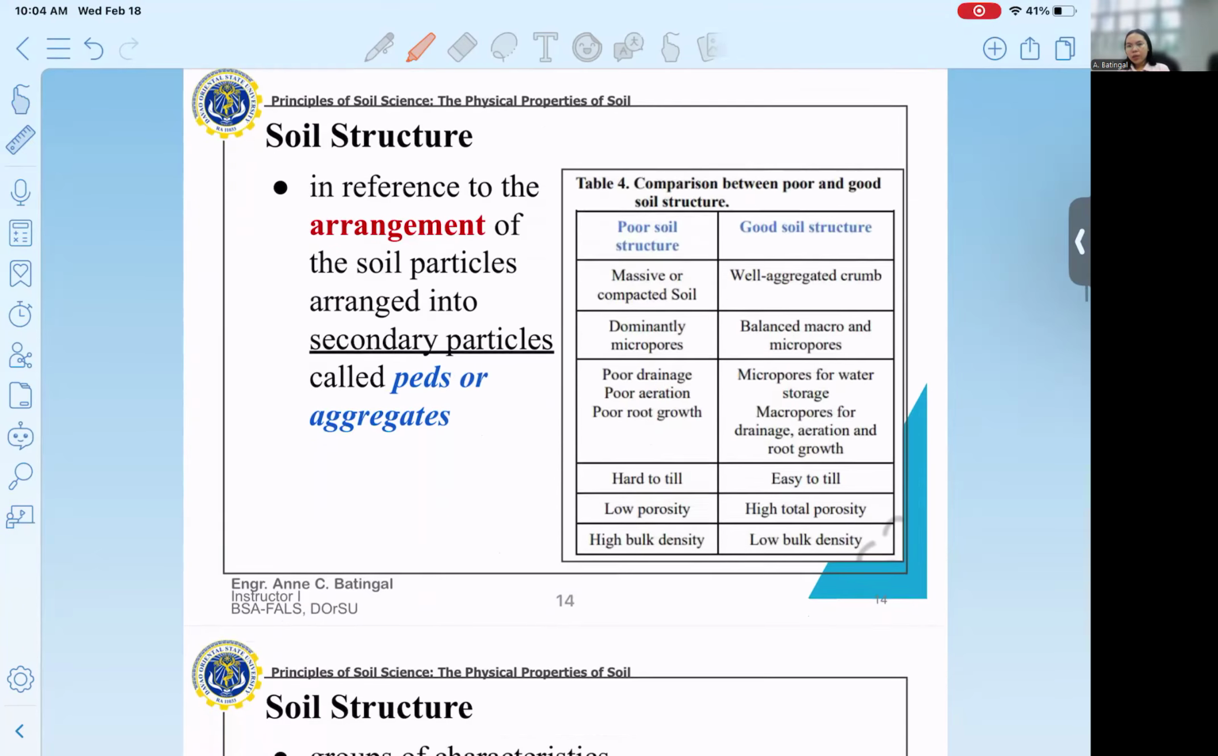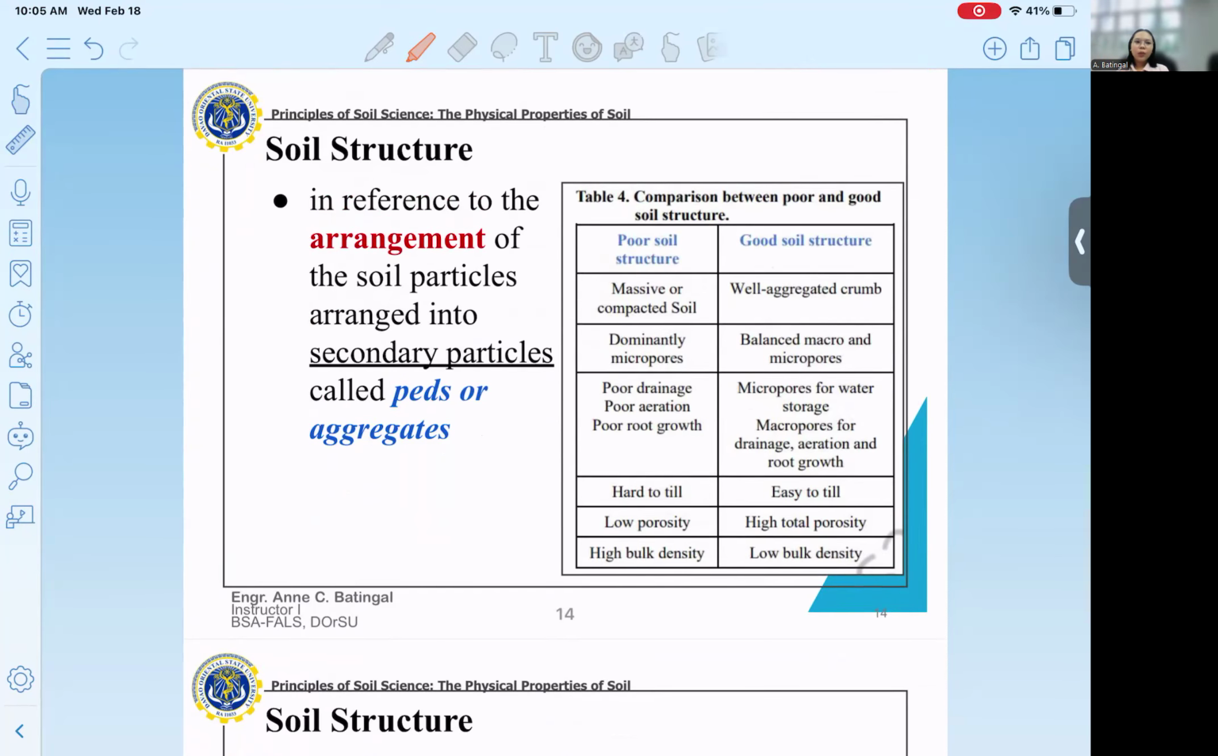Next is your soil structure. So what do we mean by soil structure? Soil structure is defined in terms of the arrangement of the soil particles into secondary particles called peds or aggregates. In other words, soil structure is the organization of your sand, silt, clay, including your humus particles, into somewhat stable groupings called peds or aggregates.